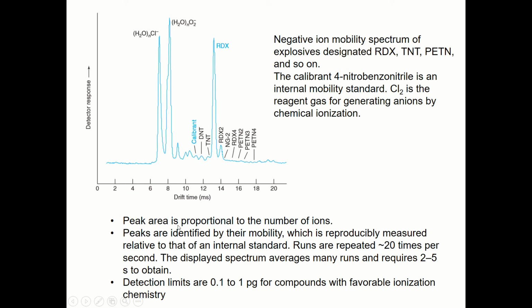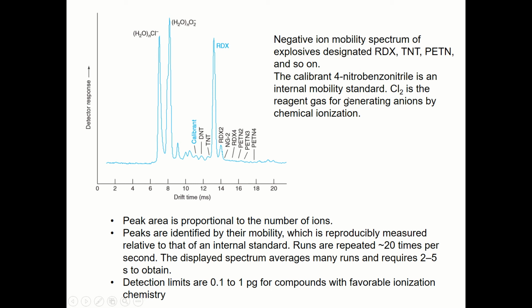The peak area is proportional to the number of ions. Peaks are identified by their mobility, so you need a standard spectrum, which is reproducibly measured relative to that of the internal standard. Runs are repeated 20 times per second. The displayed spectrum averages many runs and requires 2 to 5 seconds to obtain. Actually, this is quite a rapid measurement. Detection limits are 0.1 to 1 picogram for compounds with favorable ionization chemistry.